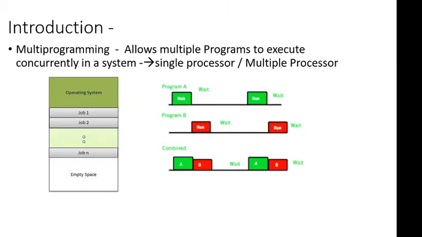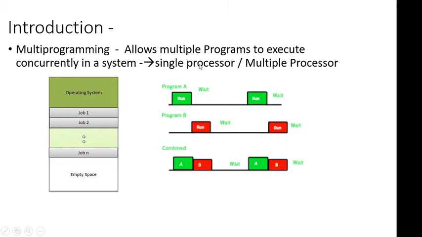Operating systems that support multiprogramming allow many processes to execute concurrently in a system. So if you've got a system and many processes can run at the same time, that means it's multiprogramming. And that system can have a single processor, or it can have multiple processors. So even in a single processor, you can have concurrent processes. Many processes can start at the same time, but only one process will have that single processor.